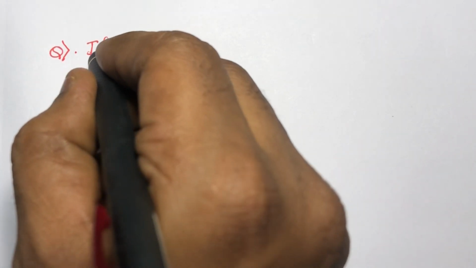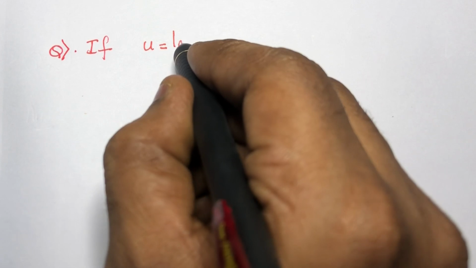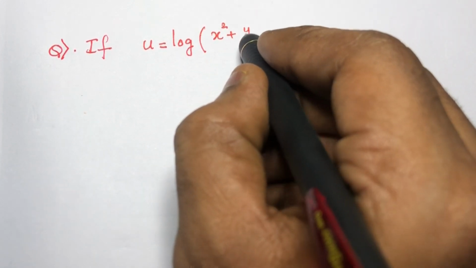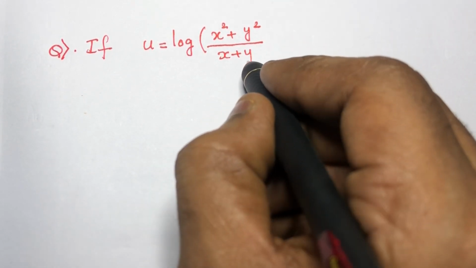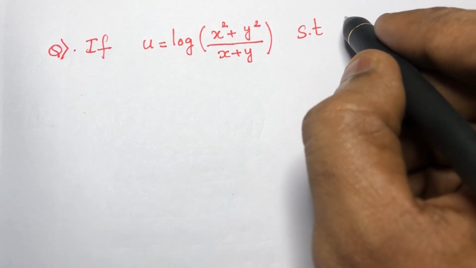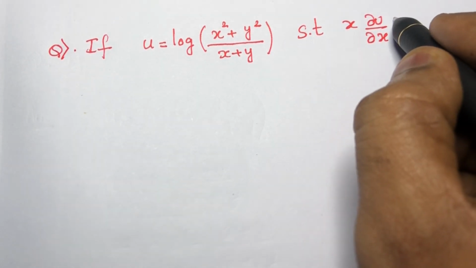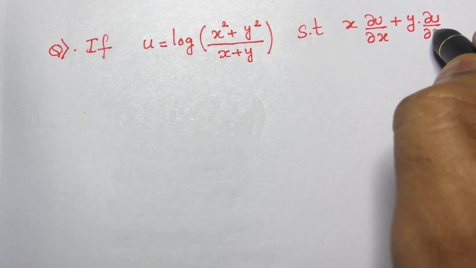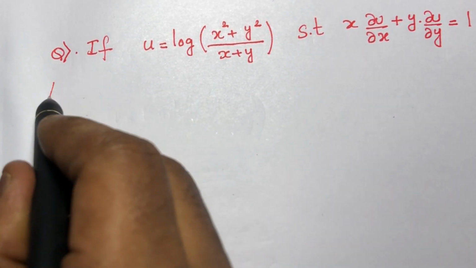If u is equal to log of (x square plus y square) divided by (x plus y), then show that x into dou u by dou x plus y into dou u by dou y is equal to 1. So this is your question.